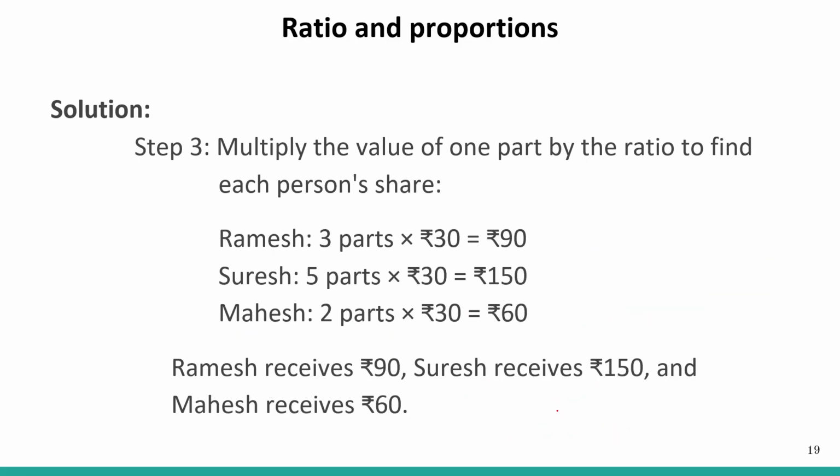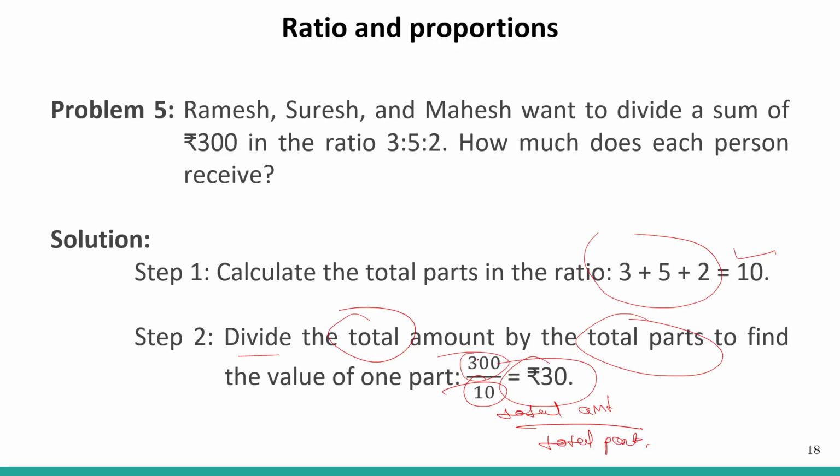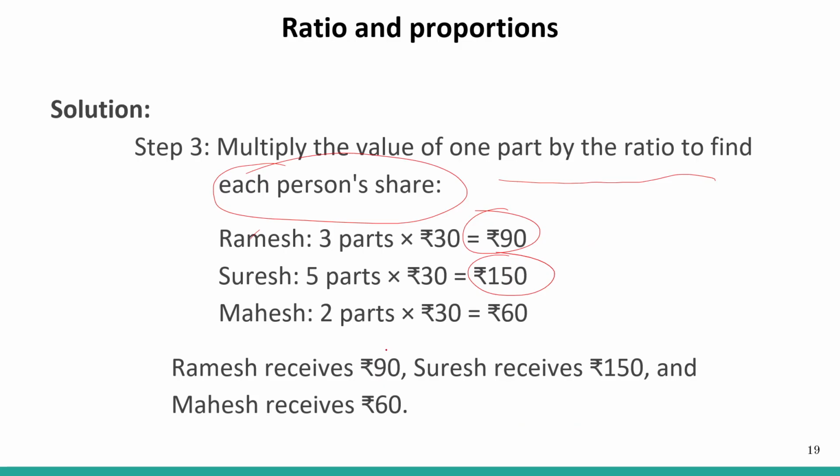We got it. Next we multiply the value of one part by the ratio to find each person's share. Ramesh is 3 parts, so 3 into 30 is equal to 90 rupees. Suresh is 5 parts into 30, which is equal to 150. Mahesh similarly has 2 parts, so it will be 60. So Ramesh receives 90, Suresh receives 150, and Mahesh receives 60. This is how they can divide 300 in the ratio 3:5:2.